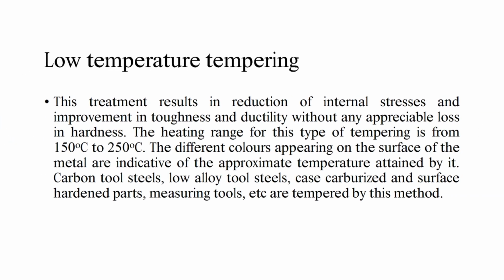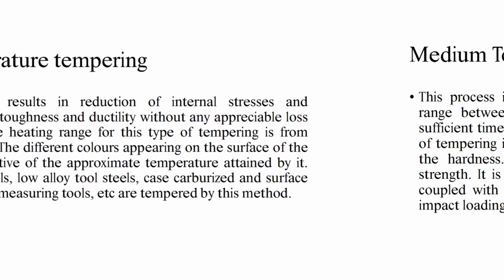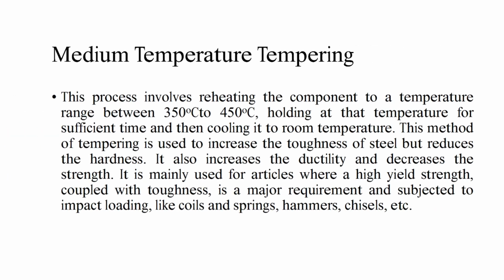This treatment reduces internal stresses and improves toughness and ductility without any appreciable loss in hardness. The heating range is from 150 degrees Celsius to 250 degrees Celsius. You might see different colors appearing on the metal surface which are indicative of the approximate temperature it has attained. Carbon tool steels, low alloy tool steels, case carburized parts, surface hardened parts, and measuring tools are often tempered by this method. Next is medium temperature tempering.